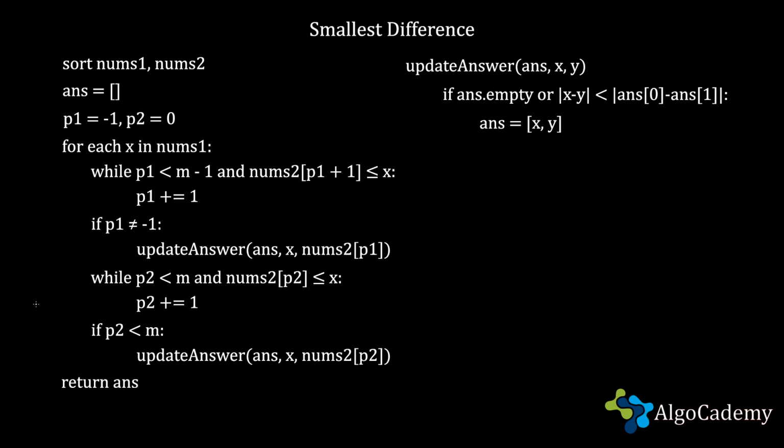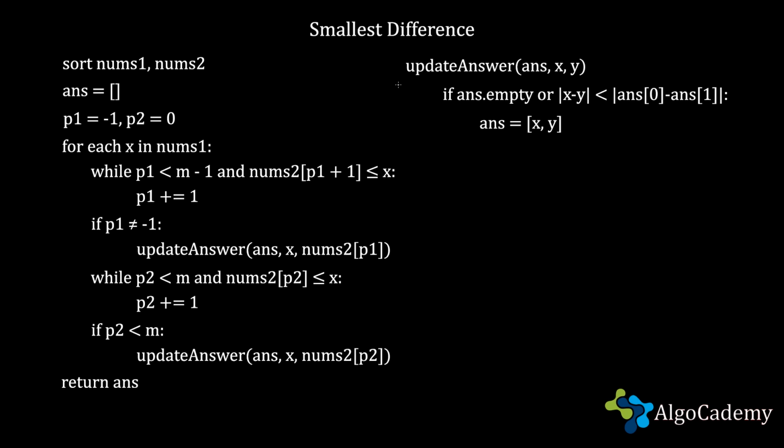Then I update the P2 pointer. So for as long as P2 is less than m and nums2 of P2 is less than or equal to x, so now when I move to a new element, maybe this nums2 of P2 became less than or equal to x. So what I need to do is increment P2 until I either find the first element greater than x, or I don't have any and P2 will become equal to m. This is exactly why, after the while loop finishes execution, I check if that element exists. So if P2 is less than m, then I try to update the answer with x and nums2 of P2. In the end, I will just return the answer.